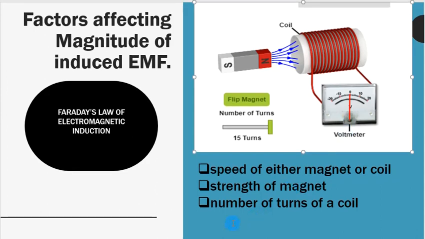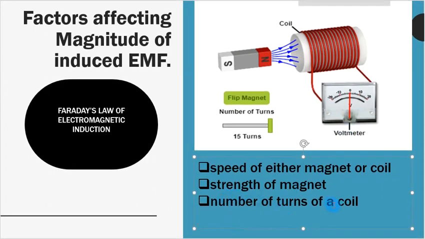Then the other factor is the number of turns of the coil. You can see here this coil has 15 turns. If we reduce the number of turns, the voltage or the EMF induced in the coil will reduce. If we increase, then there is an increase in the voltage. So those are the 3 factors affecting the size of induced EMF.